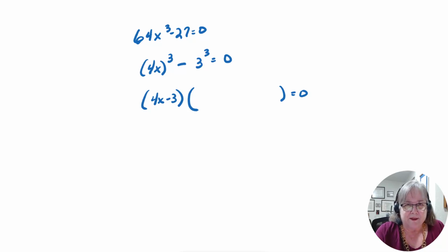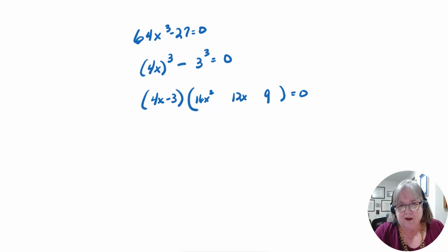And it goes like this. You take the term in the front, that would be 4x, and you square it. Okay, 4x squared would be 16x squared. You take the term in the back, that'd be 3, and you square it. And you put it in the back. You take front times the back. Don't worry about that minus sign. You take the front times the back. 4x times 3 is 12x.